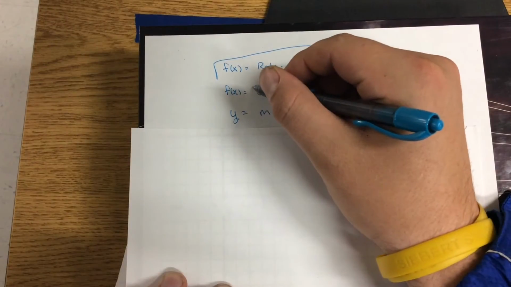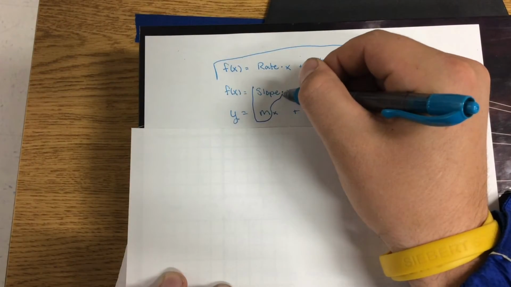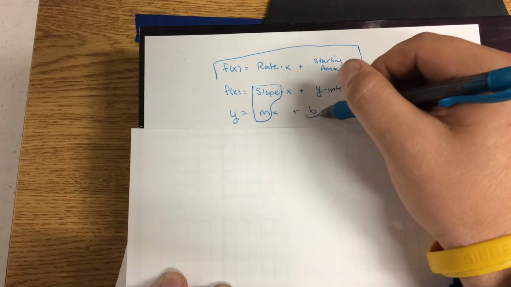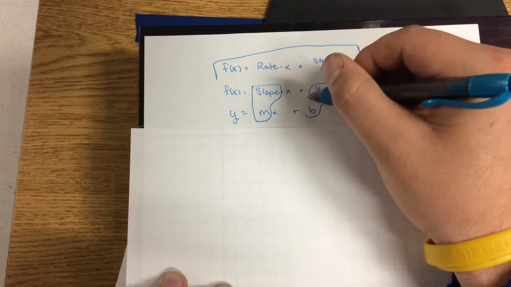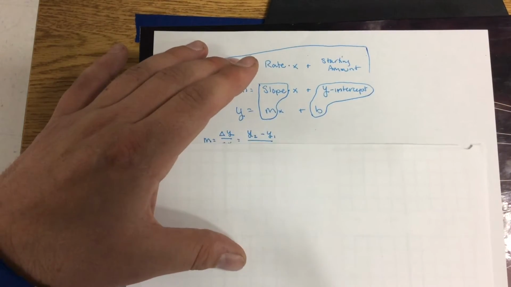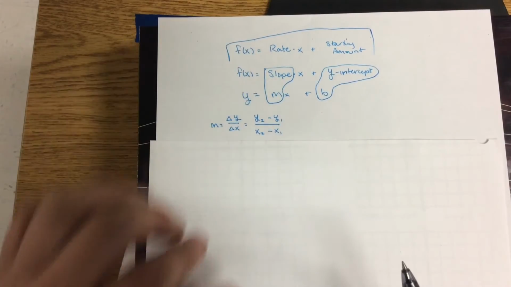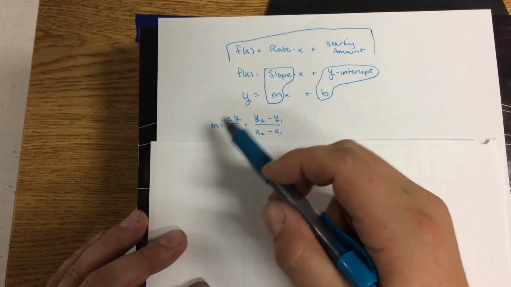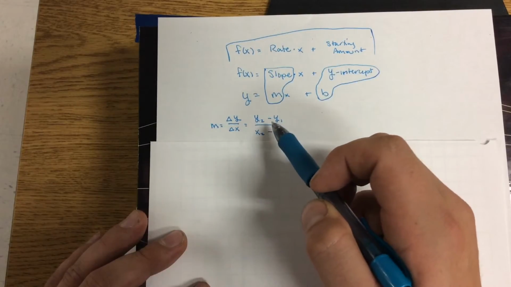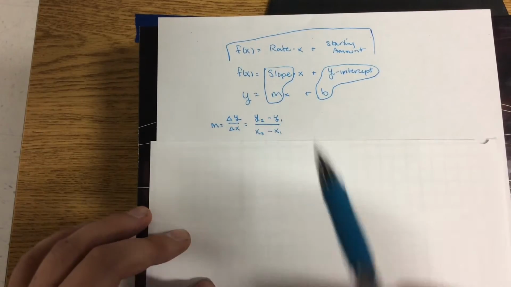So in this situation, slope is m. They like to use m to represent slope, and they like to use b to represent y-intercept. This is still all just rate times x plus starting amount. So our slope equation, which we learned last time, is m equals the change of y over the change of x, which is equal to y2 minus y1 all over x2 minus x1.